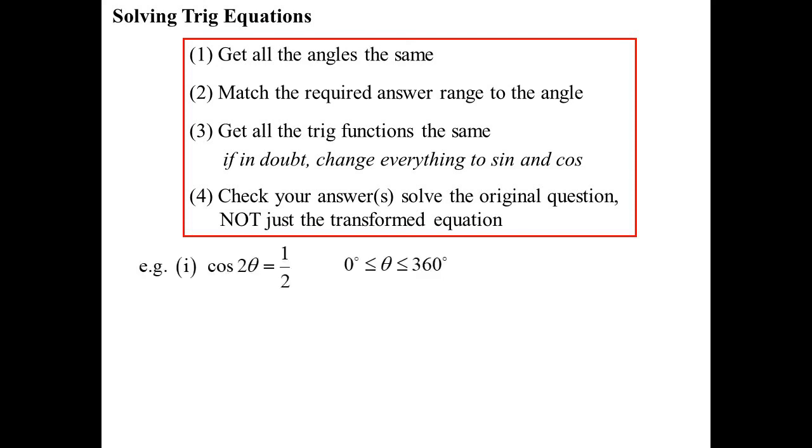Start with a very basic one there. Cos 2 theta equals a half. Okay, so 2 theta, they told me theta's between 0 and 360, so I'll make 2 theta go between 0 and 720, go around the circle twice, and I can just do it like a normal trig question.